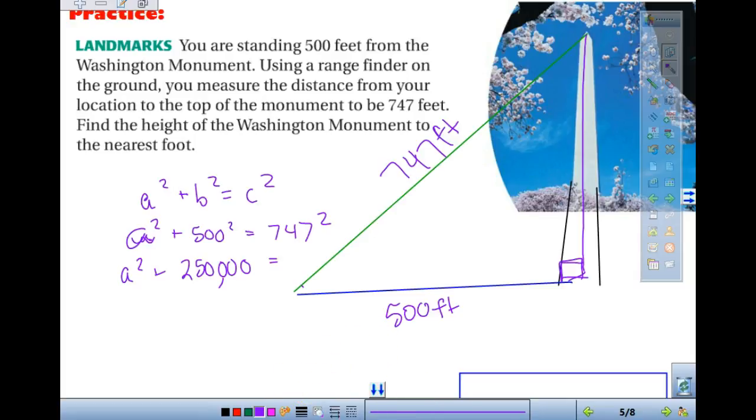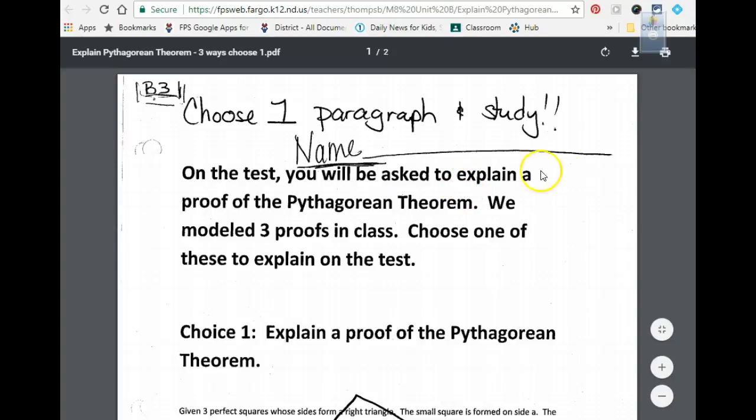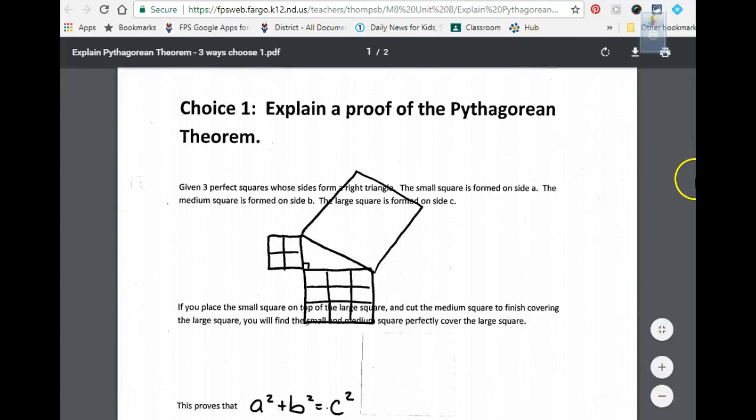While you're putting that one in your calculator to get your answer, I'm going to let you finish that one. I want to show you the daily planner. On the daily planner, I have two things up. The first one is 3 ways to explain. It says memorize one of them. I don't know that you necessarily have to memorize. But if you click on this, it says on the test, we talked about this yesterday, it's worth 12 points, right?